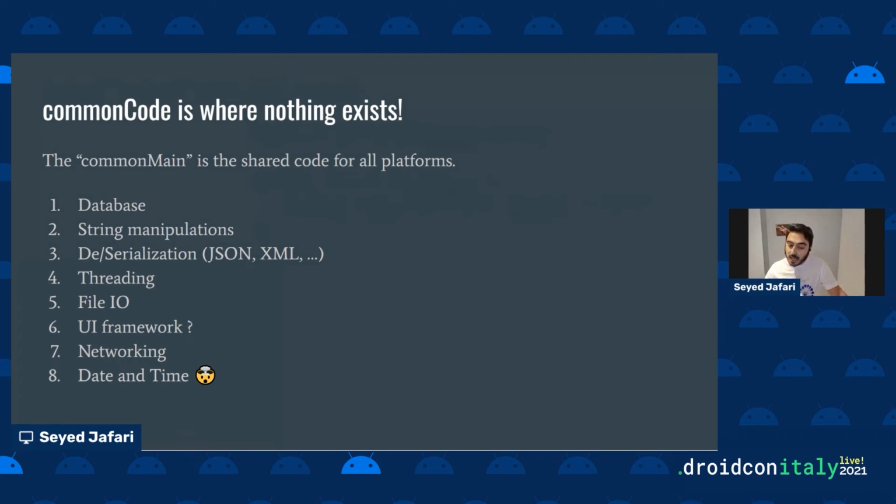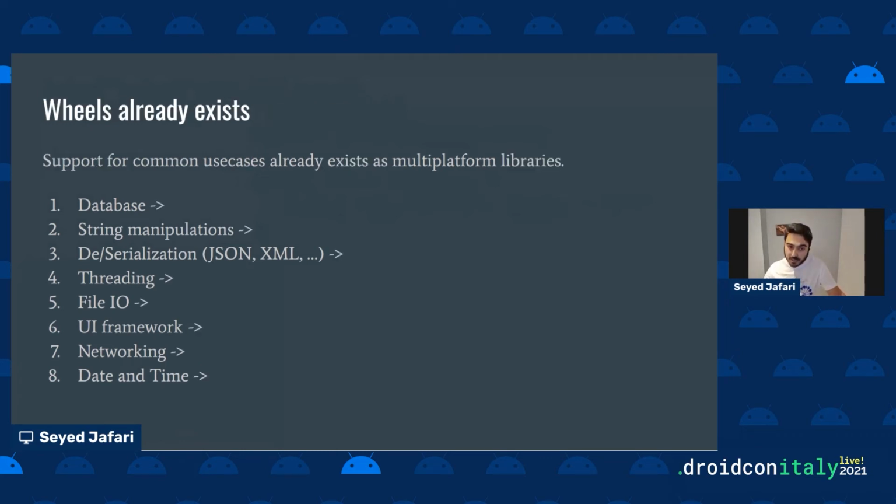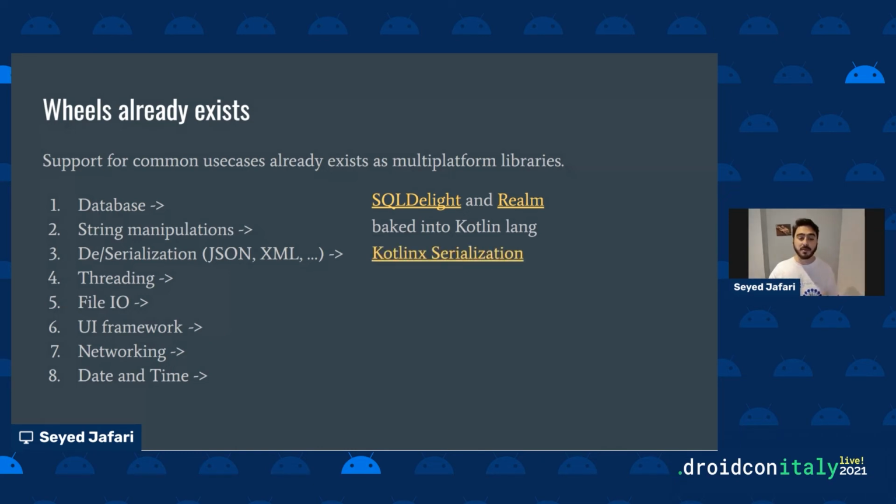But that's not the end of the story, because a lot of these wheels already exist. Some of our best friends, our comrades, already provided libraries that cover these use cases. So for database, although there is nothing native, there is a library for it: you can use SQLite or Realm. For string manipulation, thanks to JetBrains, they provided all of that functionality in the Kotlin language, so you don't have to import another library for it.